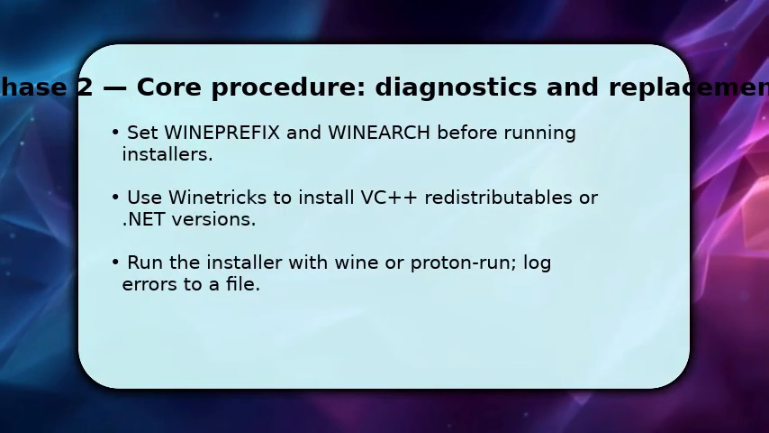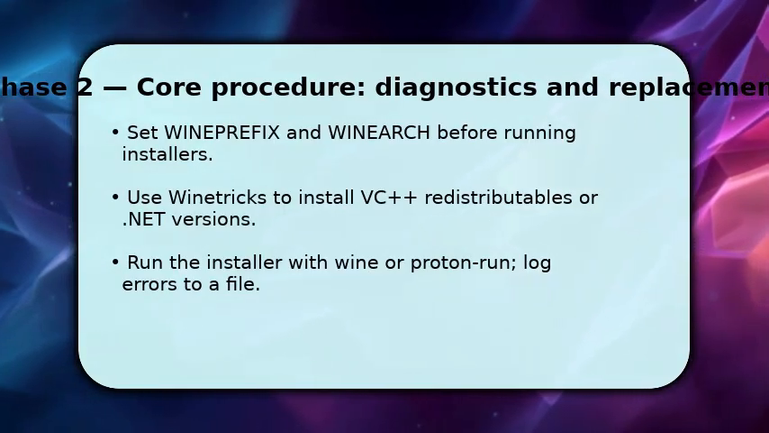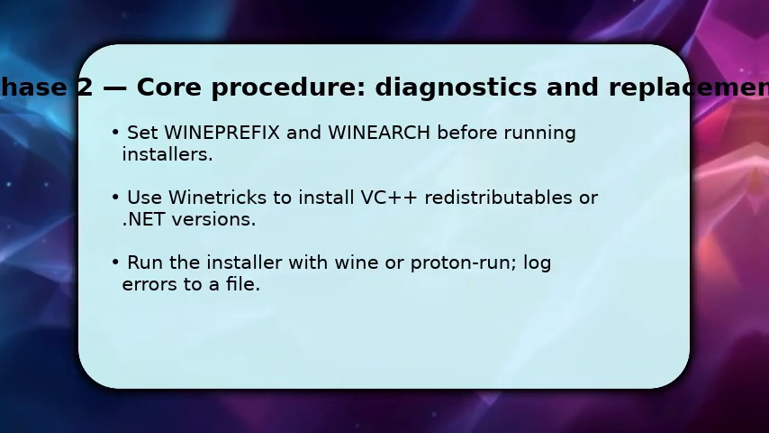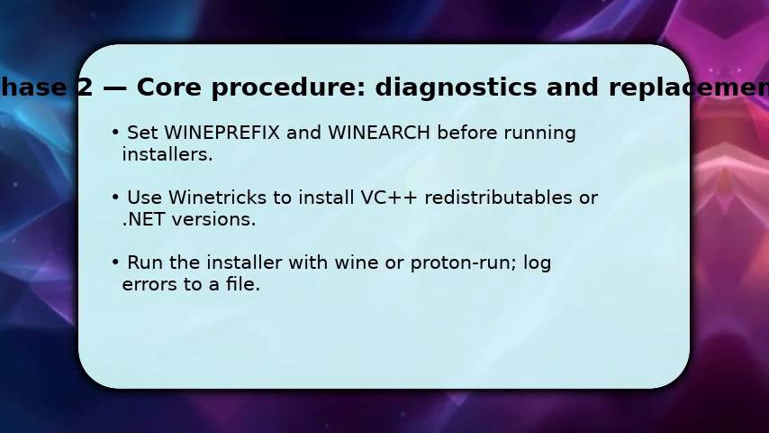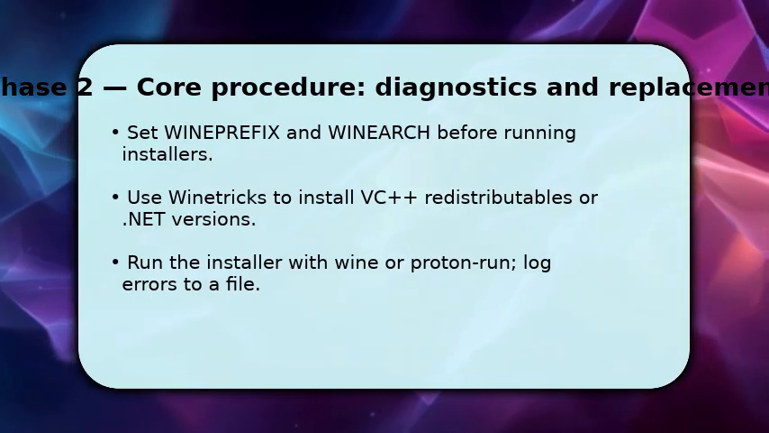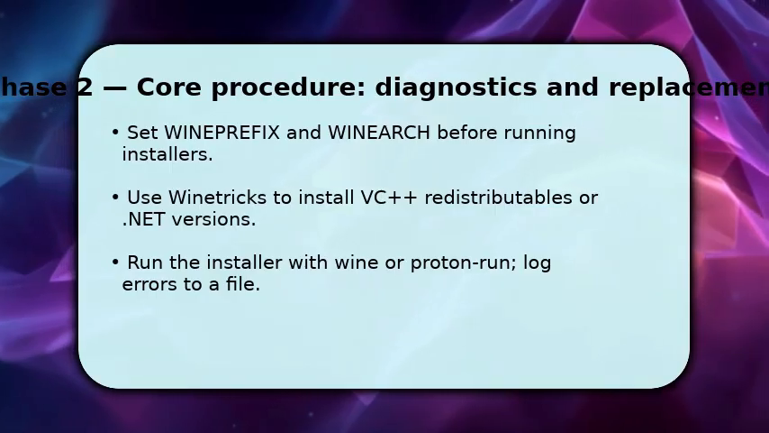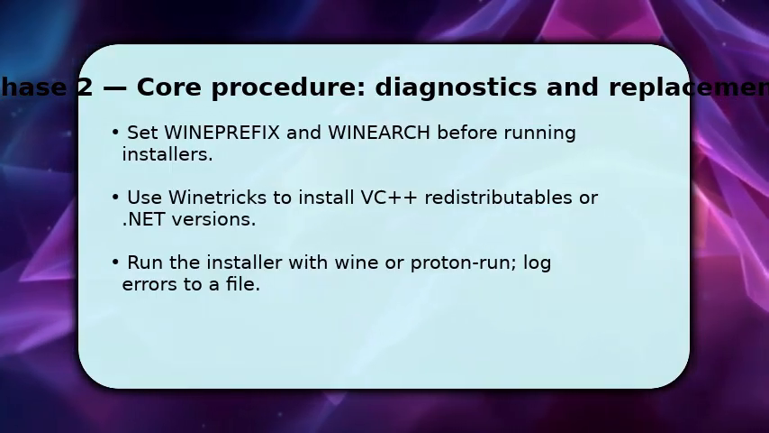You now configure the prefix and install the app. First, export your Wine prefix and set WINEARCH to win32 or win64 depending on the app, because architecture mismatches cause crashes. Then, use Winetricks to install needed runtimes like Visual C++ or .NET, since many programs require them.